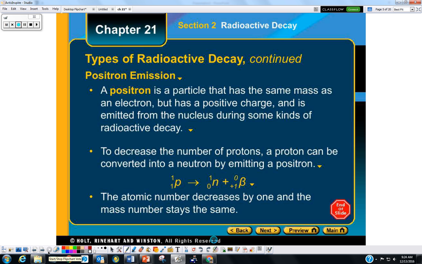You would prefer the alpha because it's not going to penetrate our skin. You can clean it all up. It just takes time.